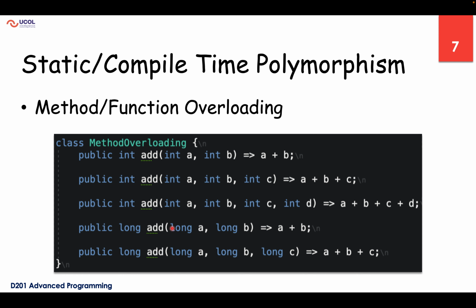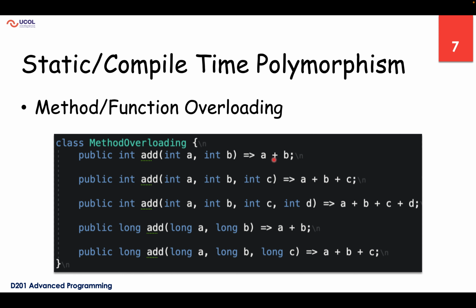Based on the input values, it will decide which specific method needs to be executed, and that is done at compile time. When you compile and you have called the add method with different types of values, it will automatically select which method should be called according to the number of parameters and the type of the parameters. The return type does not change anything in that particular factor.